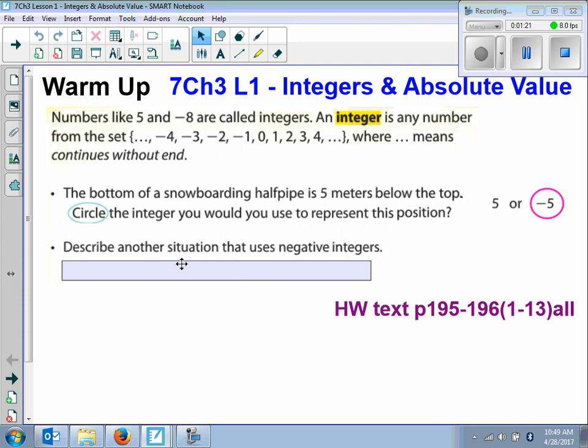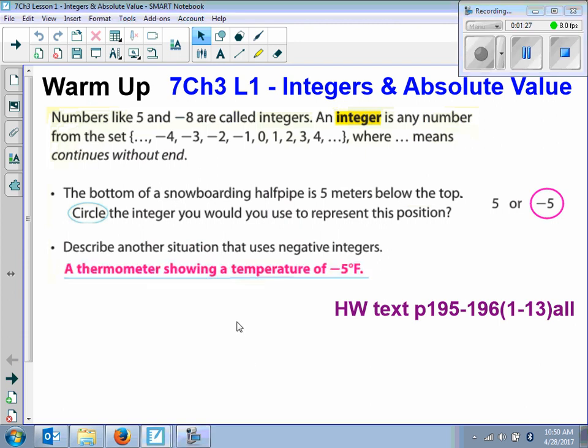Now, how about this next question? It says, describe another situation that uses negative integers. Here is a thermometer showing the temperature of 5 degrees below zero, below freezing. Is everybody clear? All right.